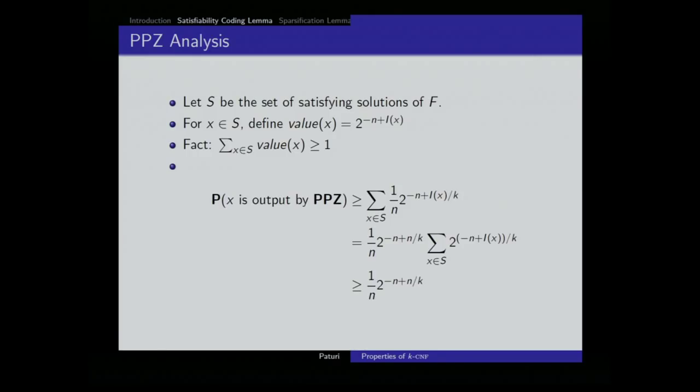So now we can sum over. When we have many solutions, we can look at the probability of each solution being output and sum over all the probabilities. Due to that fact, that sum is exactly the same as before. So we can generalize from an isolated solution to a general KCNF.